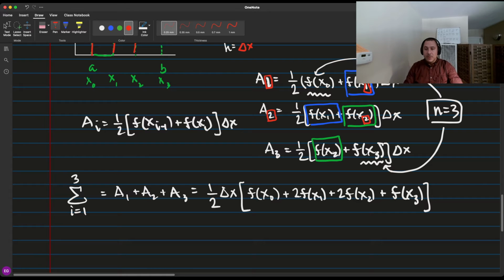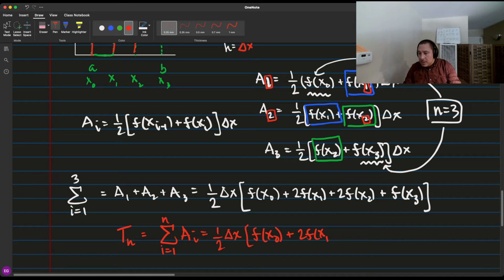And this actually gives you what we call the trapezoid approximation formula, which is Tn. If you are summing your n trapezoids, it's going to be the sum of those n trapezoids, so I have the sigma ai, is going to be 1/2 delta x f of x0, and then 2 for everything. And then the last one, the f of xn, will just be f of xn. So does it make sense? All these terms here will be doubled.